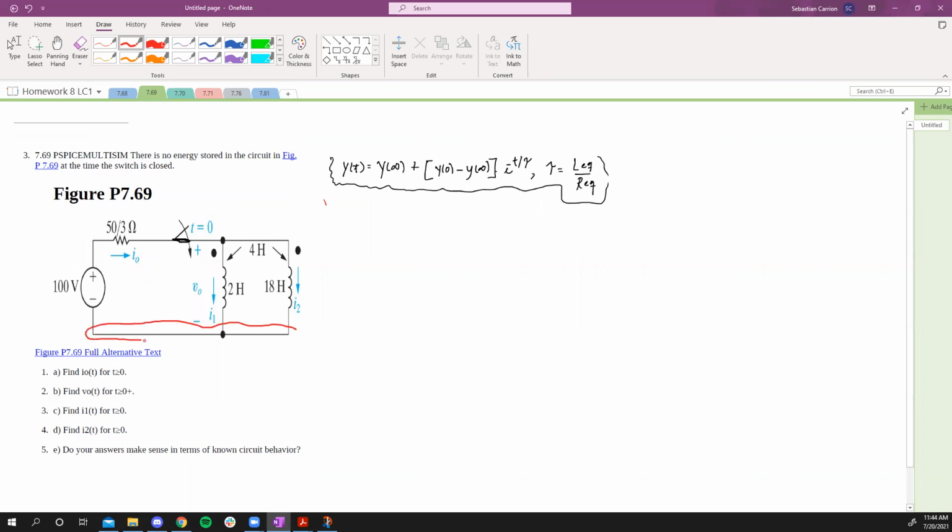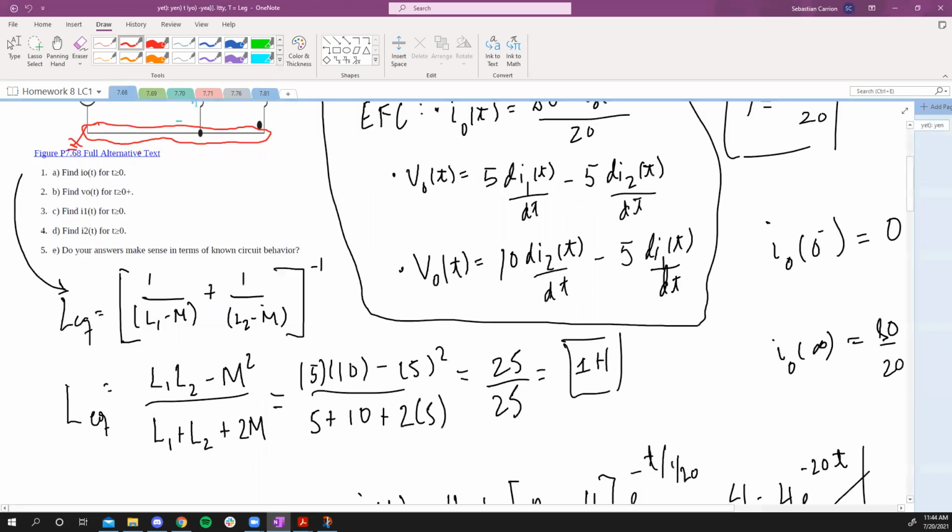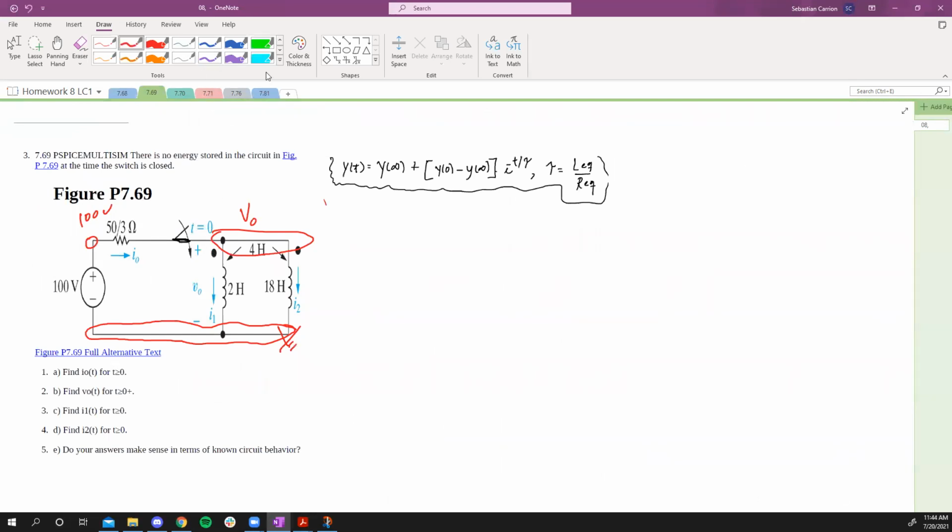To make it easier, we make the bottom node our ground node, the source is 100 volts, and then we're going to call this V naught. Since we noticed that these inductors are magnetically coupled, if we want to find the equivalent inductance, our equation is going to look quite different than this one here, right? So before we do that, let's go ahead and do the circuit analysis.